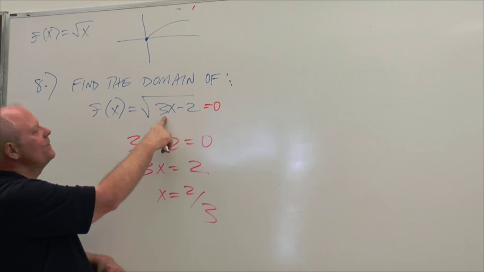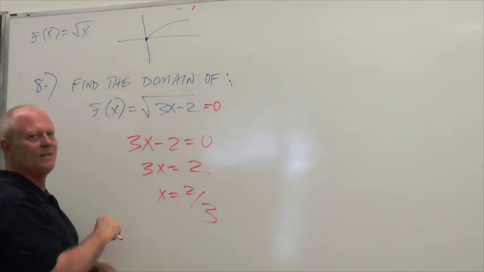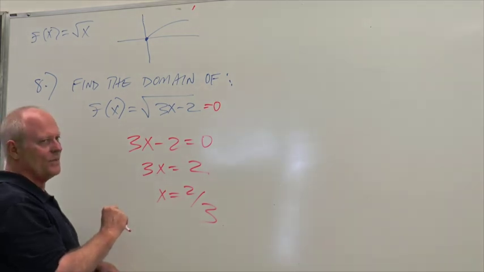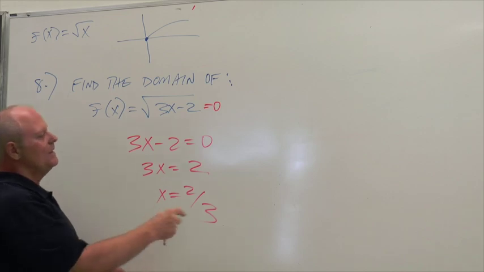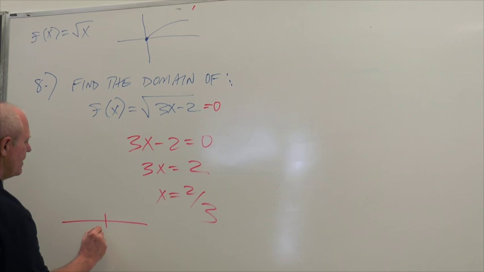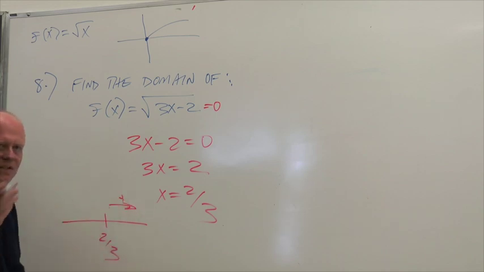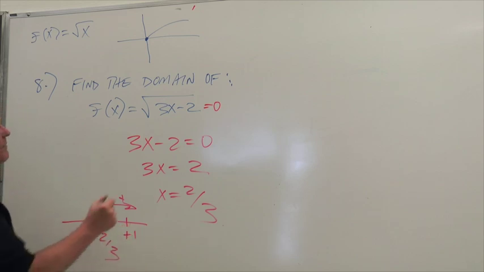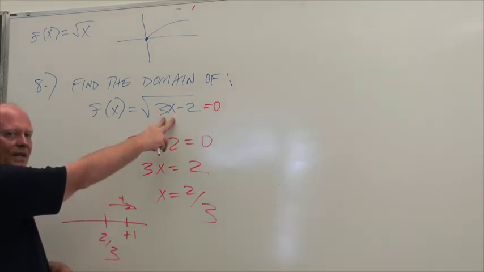1 times 3 is 3. 3 minus 2 is 1. Right? Yes? You with me, guys, or not? I got the next number up on the number line, right? If this is 2/3, and I'm going in the positive direction, the direction the domain's going to be going, the next positive number up is an integer, 1, right? So I plugged 1 in and saw if it was okay.